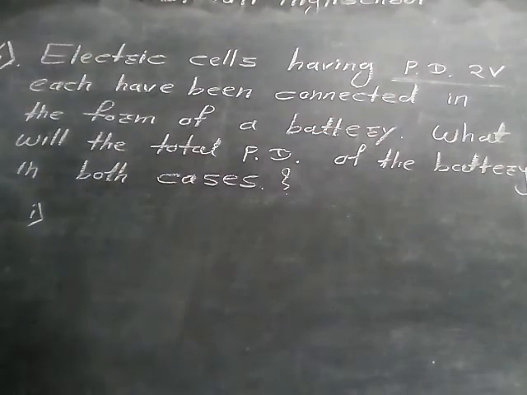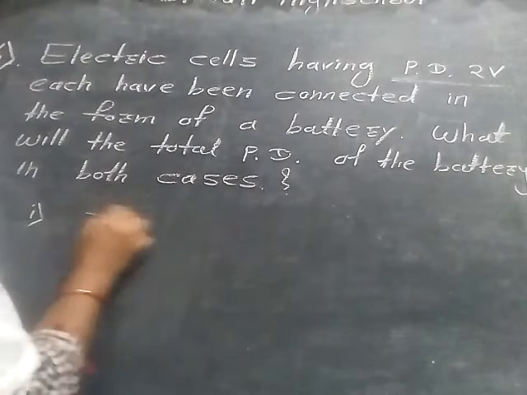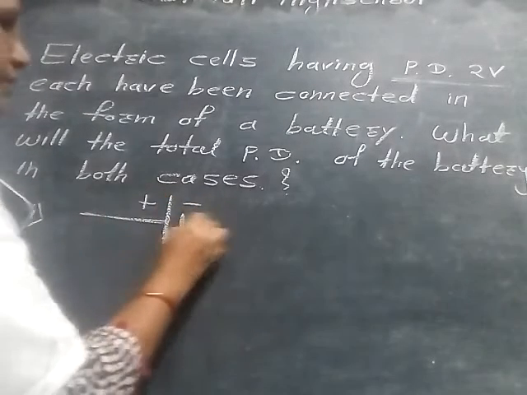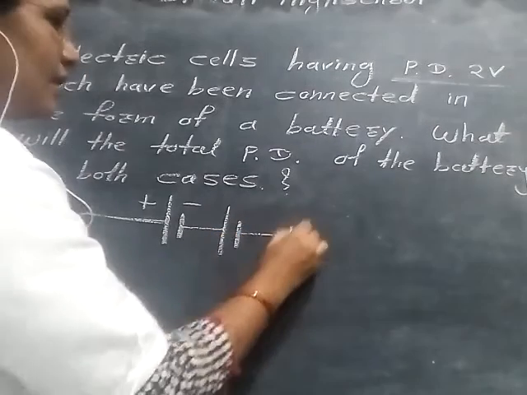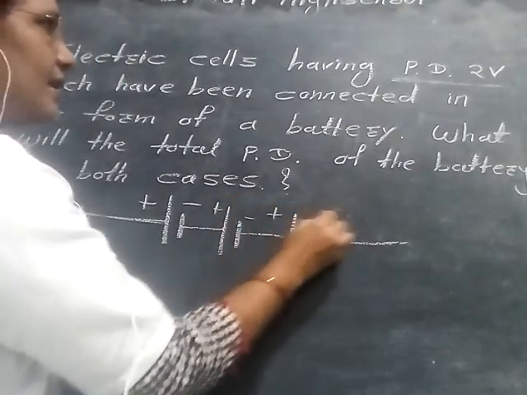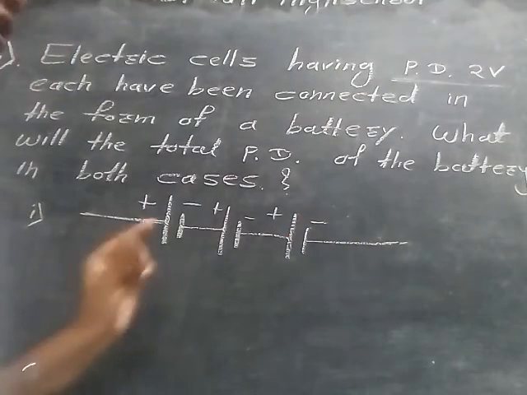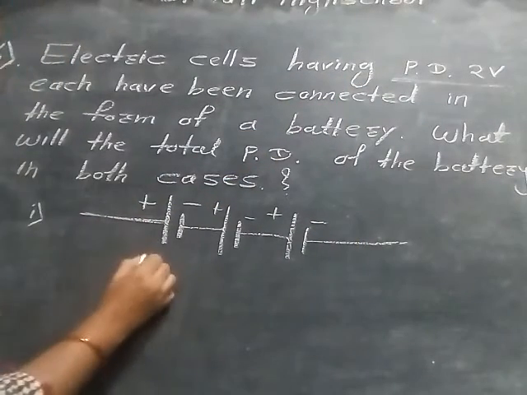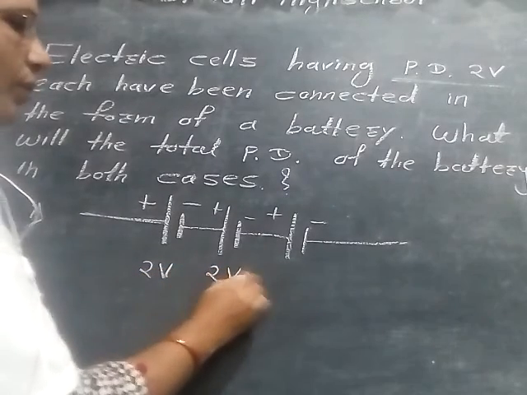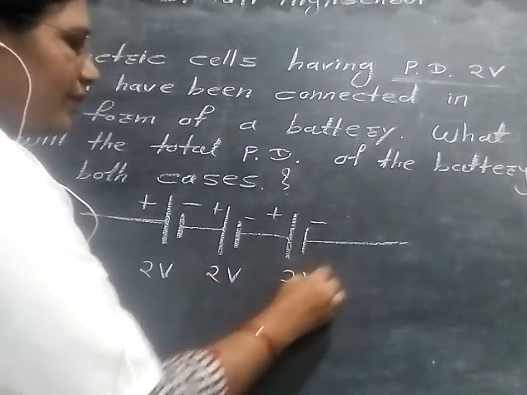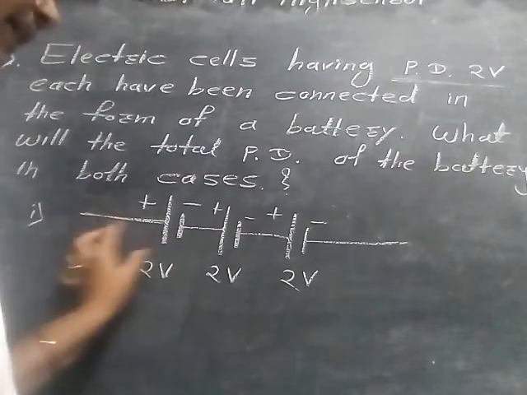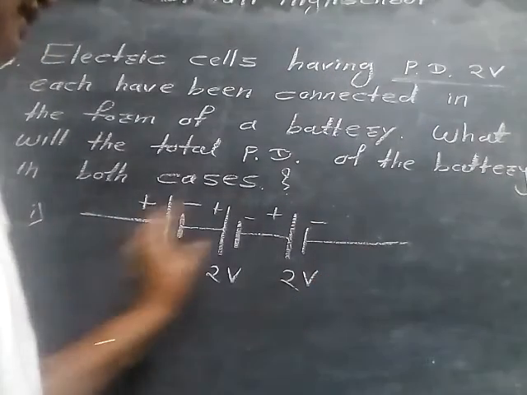Now what is the connection in the first case? Three cells are connected here: positive terminal, negative terminal, negative terminal, positive terminal, negative terminal. Each cell has a potential difference of 2 volt. The first cell has 2 volt, the second cell 2 volt, the third cell 2 volt, and we have to find out the total potential difference in this battery.